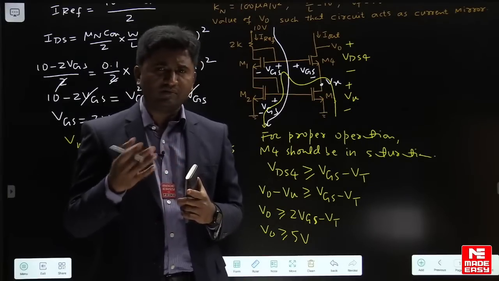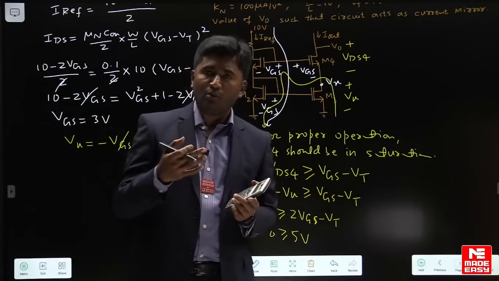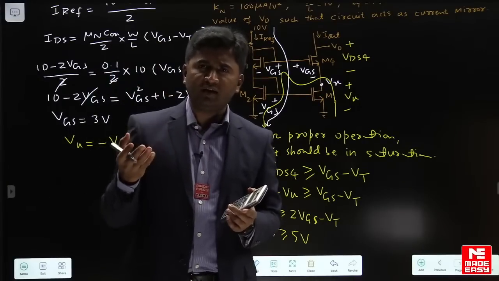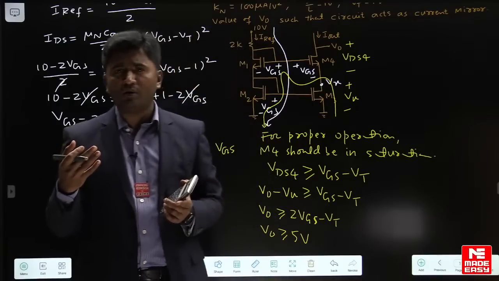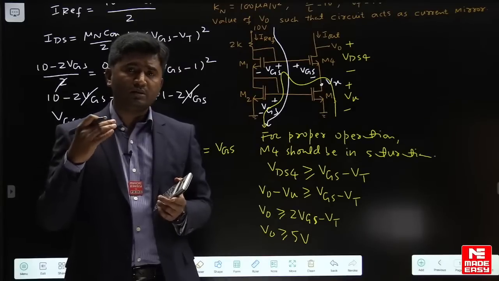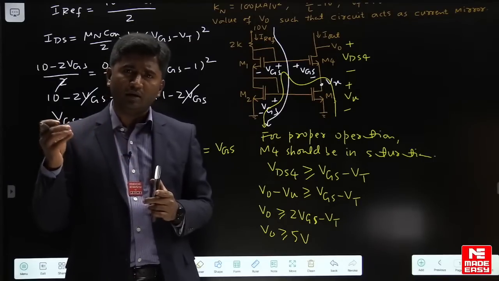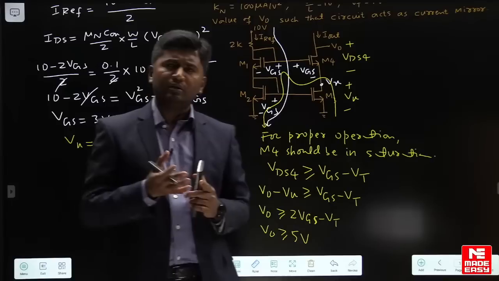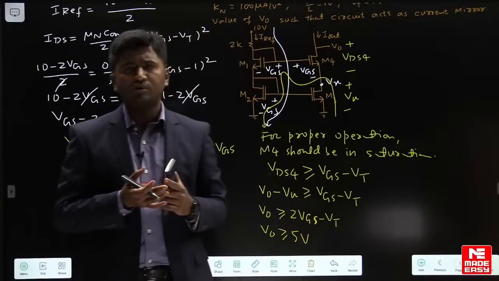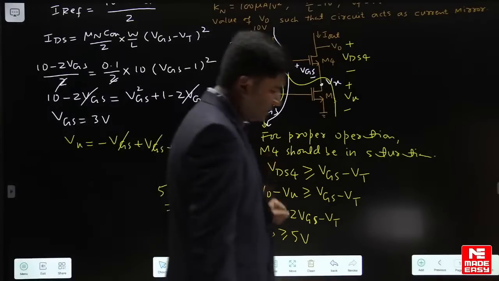And when you go to MOSFETs, the question may come from MOSFET biasing topic or MOSFET current mirror topic, or question can be from small signal analysis of MOSFET amplifiers. For the electronics batch, question can come from CMOS inverter also. Especially for electronics batch, CMOS inverter is also an important area. For electrical batch, you can focus on MOSFET biasing circuits, MOSFET current mirror, and small signal analysis of MOSFET amplifiers. So these were questions which I have taken up.